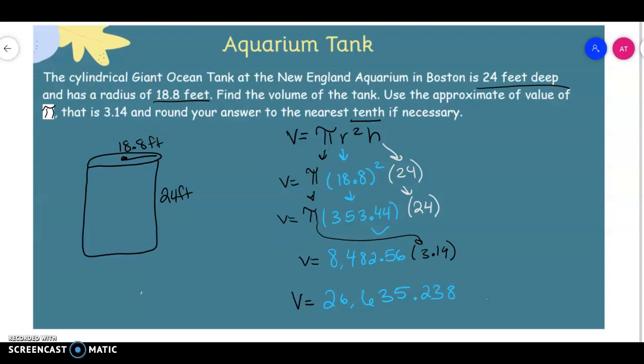And it says we need to round to the nearest tenth. So here's the tenth place, the first place after the decimal. This 3 is not going to make that 2 do anything, so we're going to leave it as the volume is 26,635.2 feet cubed. Because we're dealing with feet. So that definitely makes sense, especially if we have an aquarium. Gotta hold Shamu in it, right?